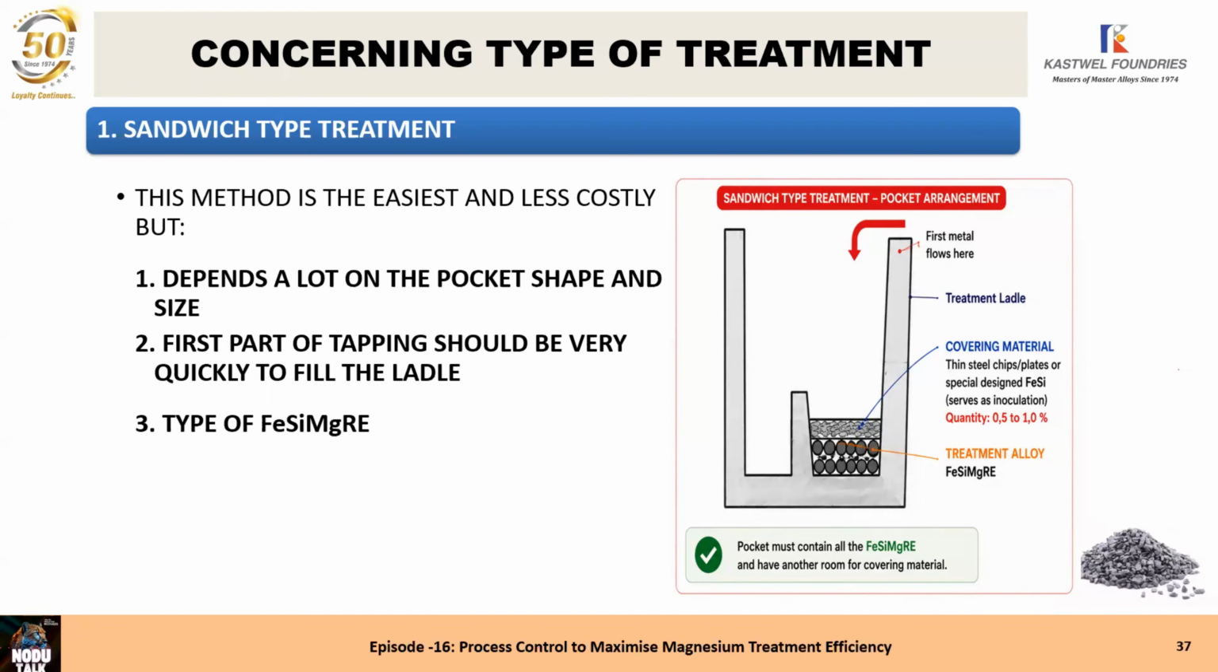Quantity 0.5 to 1%. The treatment alloy at the bottom is ferrosilicon magnesium with rare earths. The pocket must contain both the ferrosilicon magnesium and the cover material used to cover this alloy. So there should be enough room in the pocket to put the magnesium alloy, the inoculant, and the cover material. And when you are tapping, the metal should be away from this combination. It should fall in the other half of the ladle where there is no magnesium and cover metal.